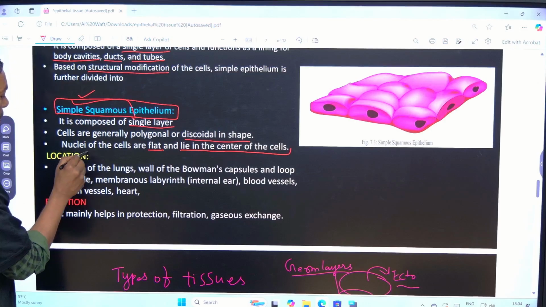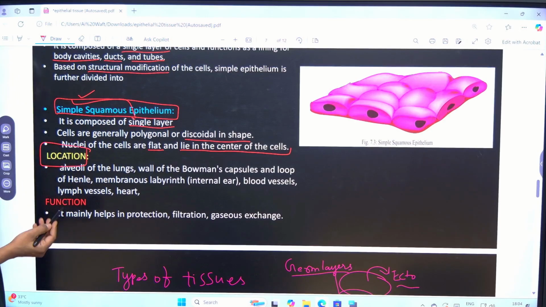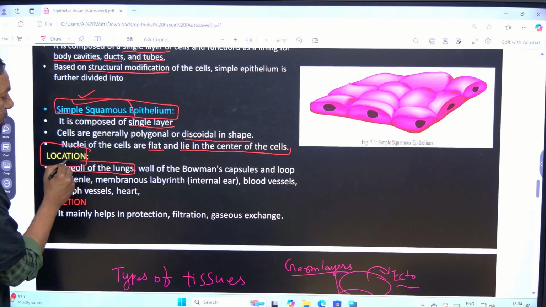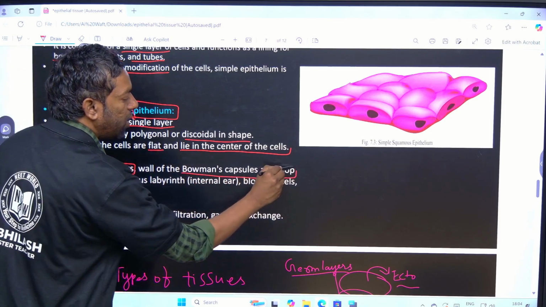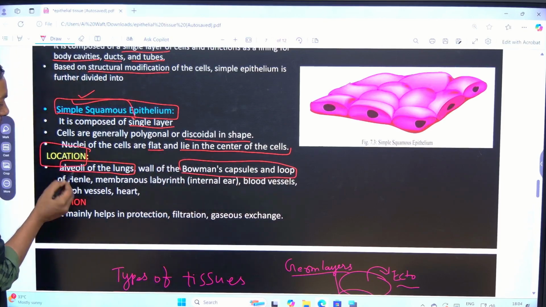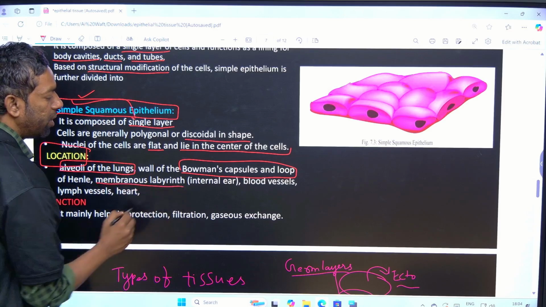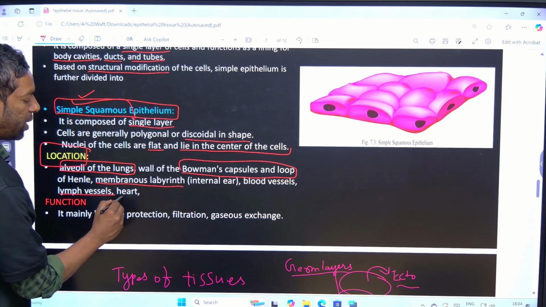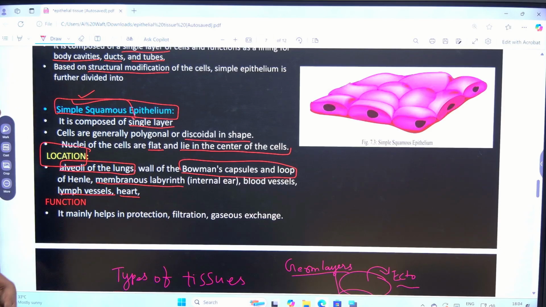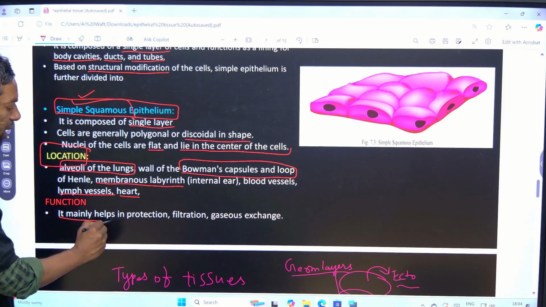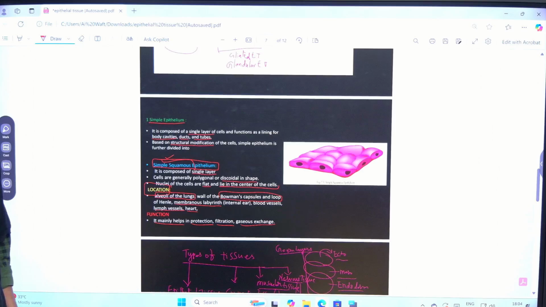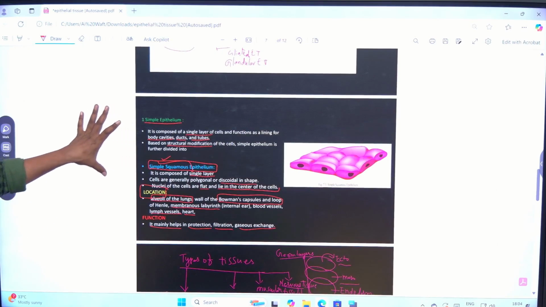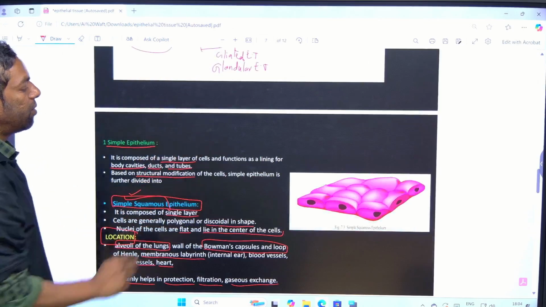Location, where they are located in the body: alveoli of the lungs, Bowman's capsule of the nephron, loop of Henle, membranous labyrinth, and also lymph vessels and heart. Functions: mainly they help in protection, filtration and gaseous exchange.